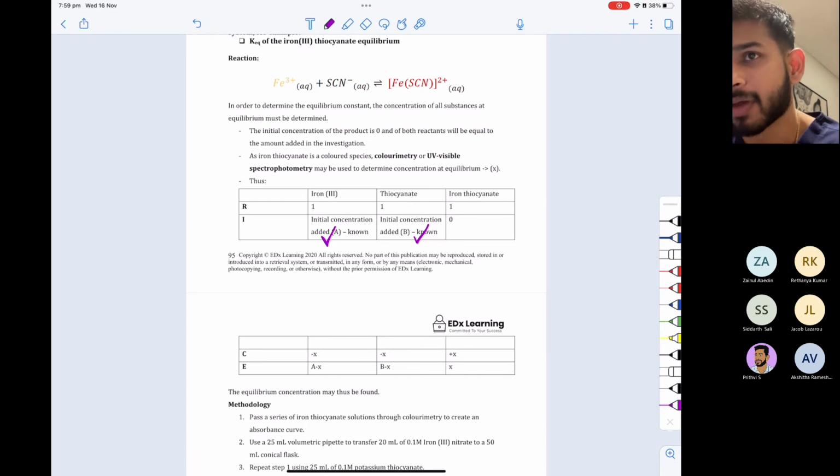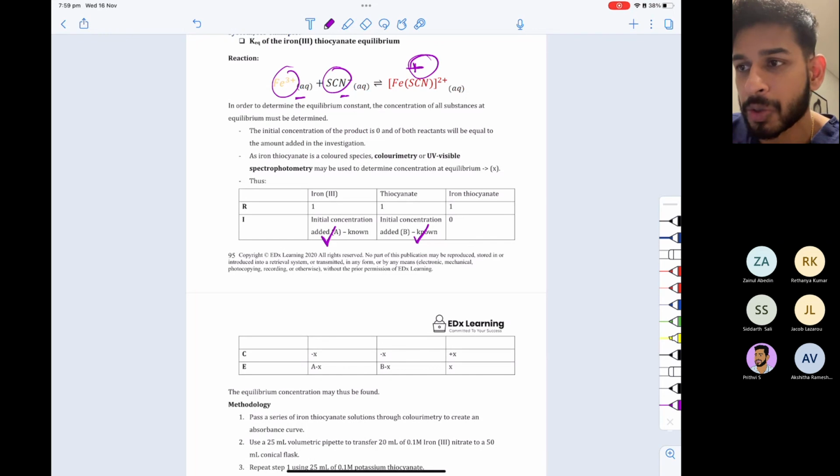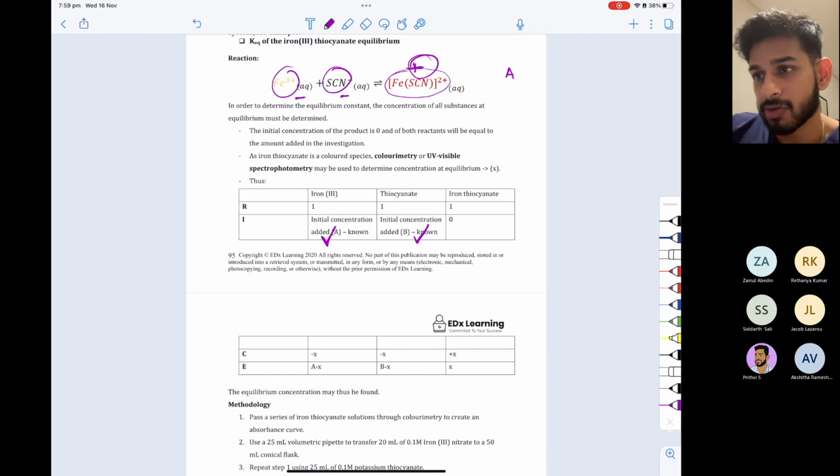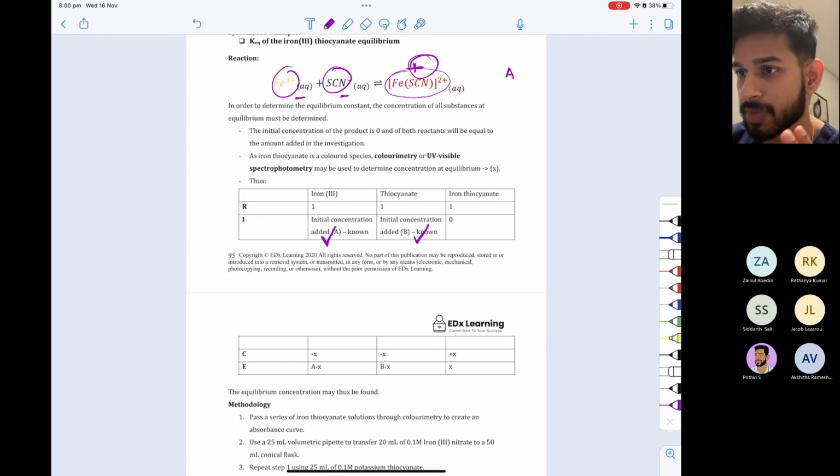But then what's going to happen is these particles are going to collide and get used up and form some of this product. And we have no clue how much is being used up to form iron thiocyanate unless we use colorimetry. What colorimetry is going to help us do is calculate an absorbance value for the final solution that's at equilibrium. So does everyone agree? Whatever you add in that solution is going to be the initial concentrations of iron and thiocyanate, and whatever you measure in colorimetry is going to be the equilibrium concentration of FeSCN2+, the product.